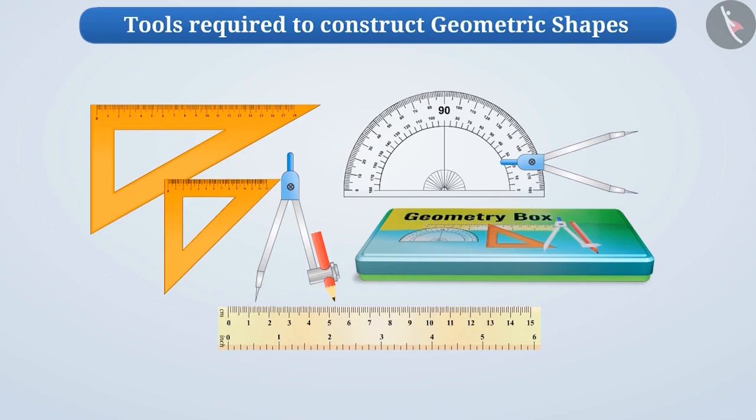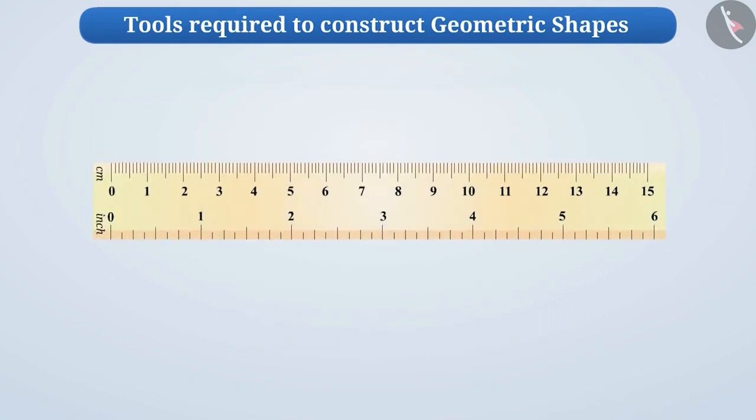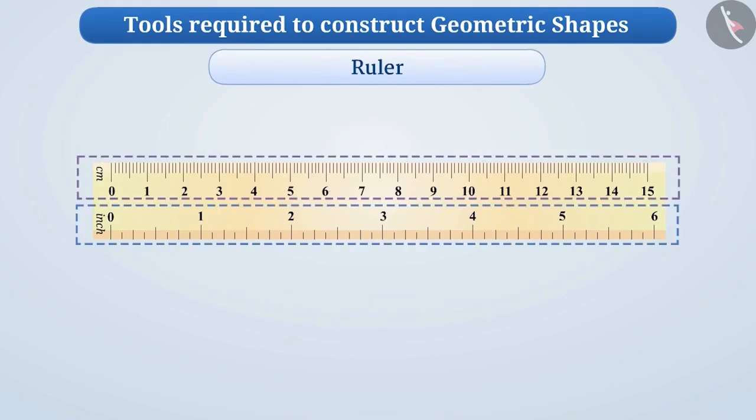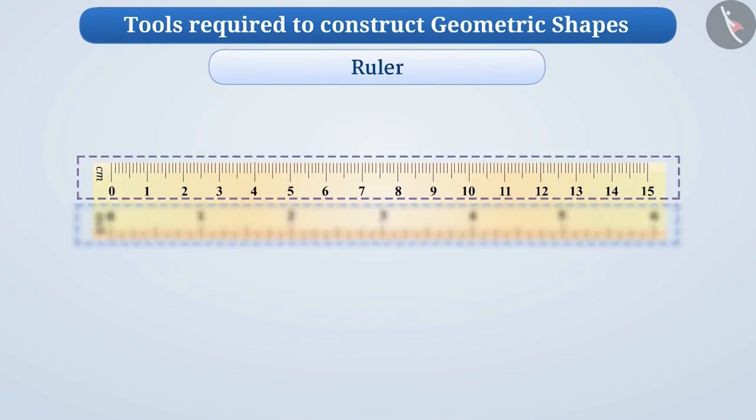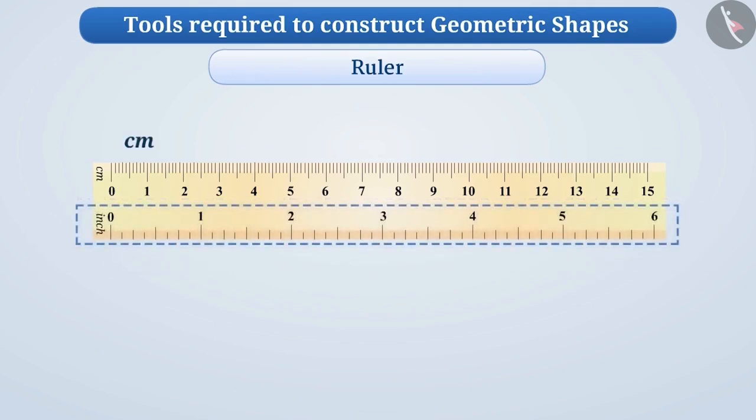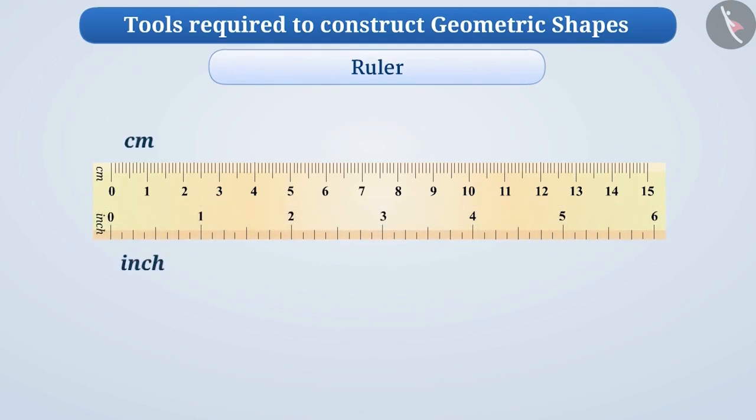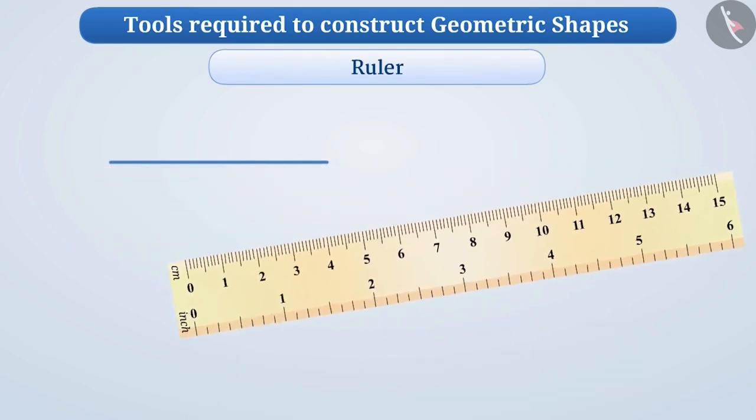Let's first talk about this tool. We call it a ruler or the straight edge. If you look carefully, you will find markings on both sides. It has markings in centimeters along one edge and in inches along the other edge. Based on these markings, the ruler helps us to draw line segments and measure their lengths.